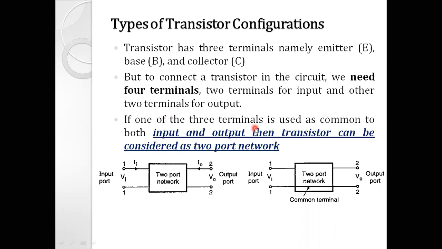So if one of the three terminals is used as common to both input and output, then the transistor can be considered as a two-port network. So here you can see that the first terminal, second terminal, and the third terminal is made common between input and output. So the third terminal is connected to the input side as well as the output side. This is how we can create four terminals, and we can connect a transistor into any electronic circuit.